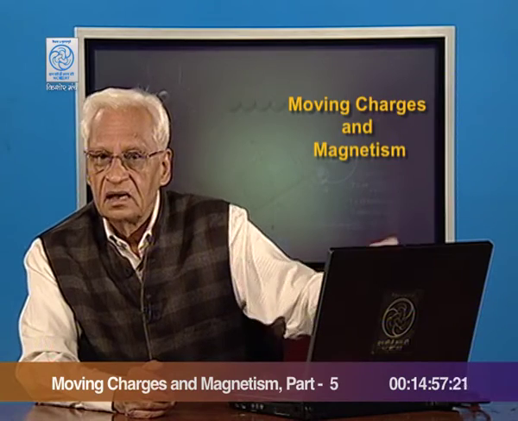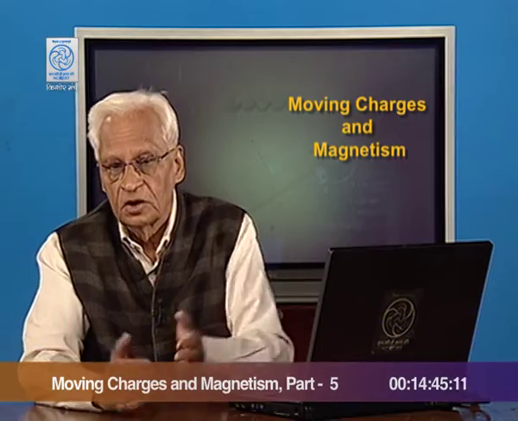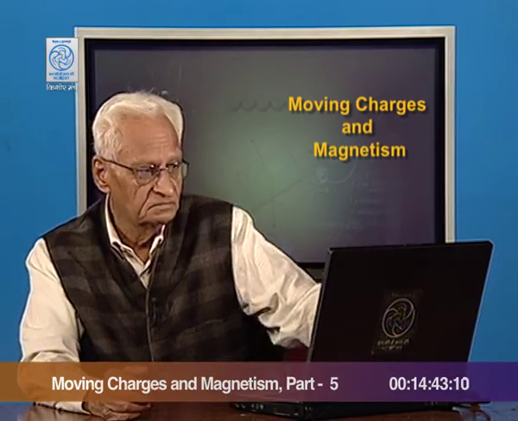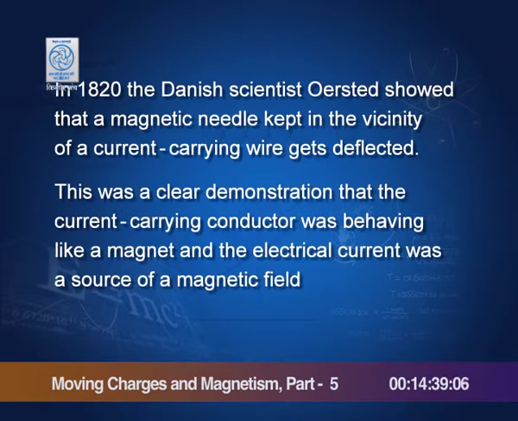Let us learn some history. In 1820, the Danish scientist Ørsted showed that a magnetic needle kept in the vicinity of a current carrying wire gets deflected. This may be common knowledge today, but it was first discovered in 1820 by Ørsted. This was a clear demonstration that the current carrying conductor was behaving like a magnet.